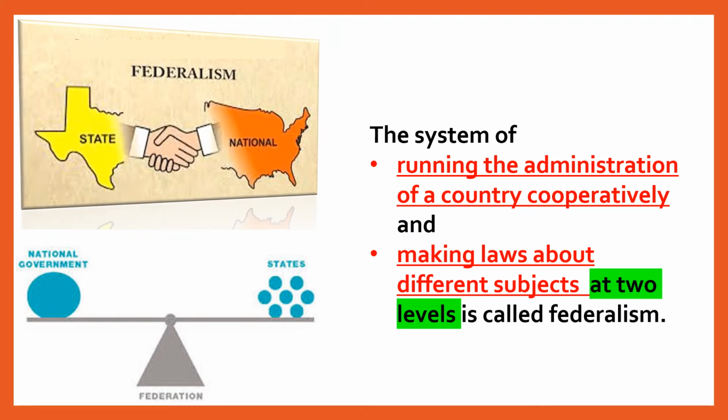Now, when both these governments, that is, the union government working at the national level and the state government working at the state level, run the administration of a country cooperatively and make laws about different subjects at these two levels, it is called federalism.